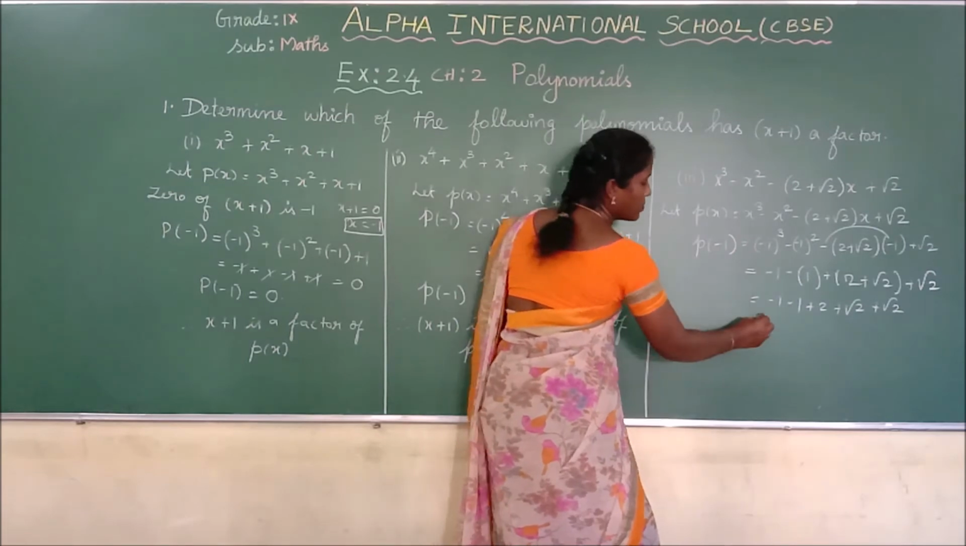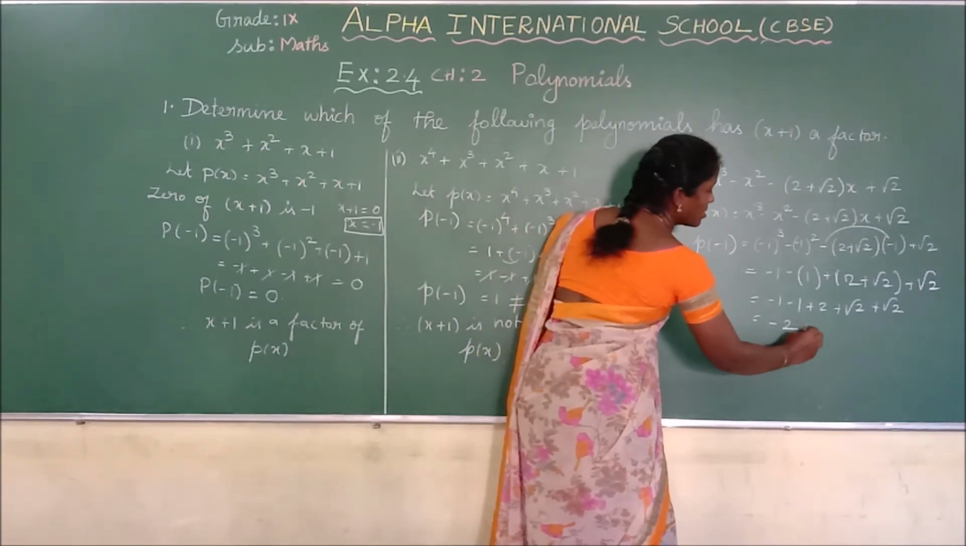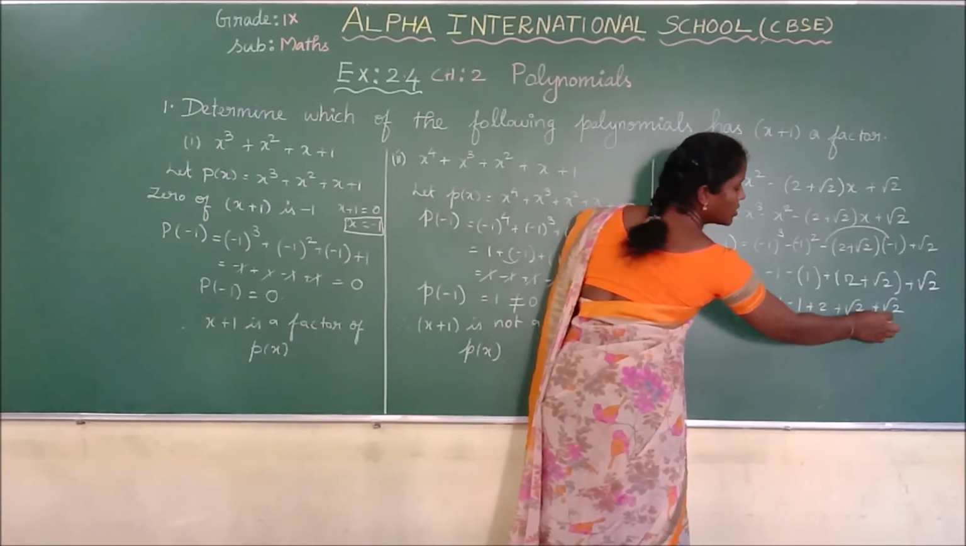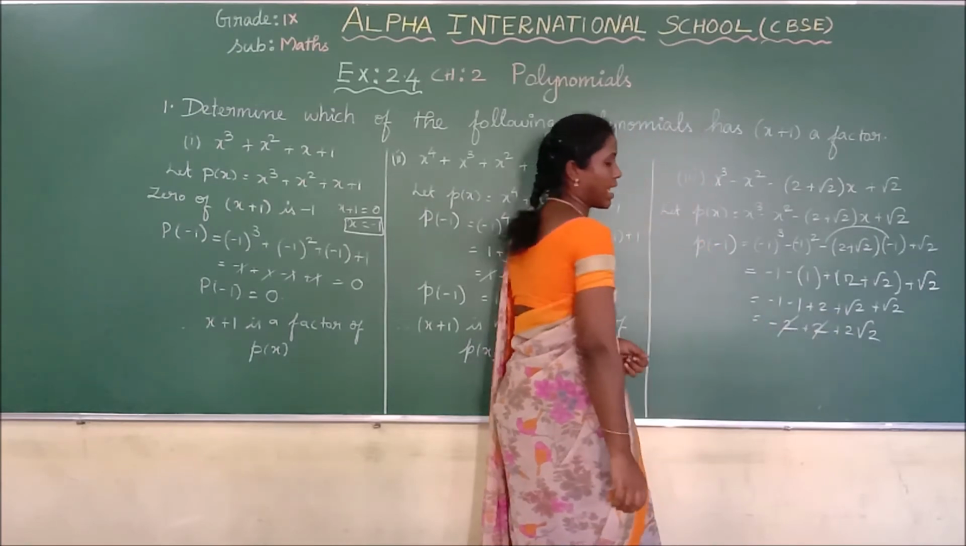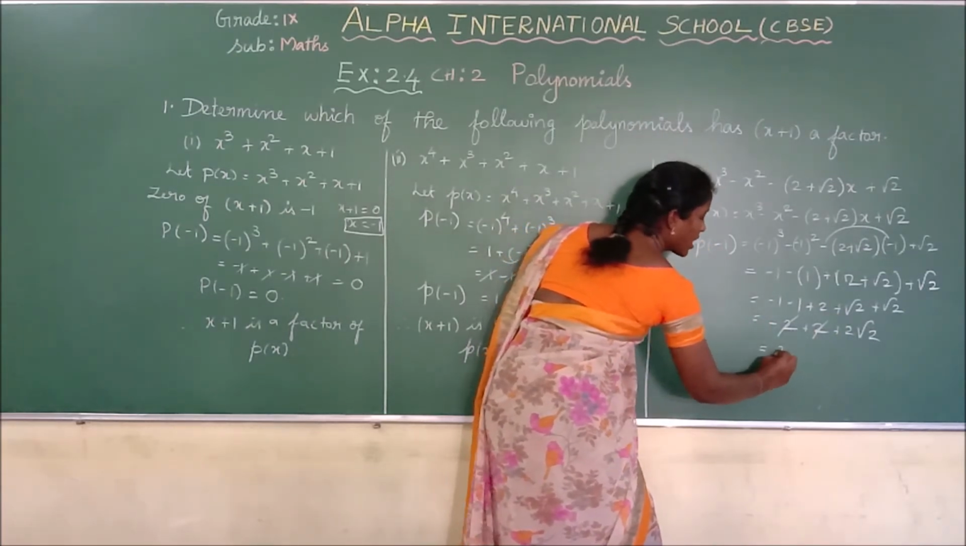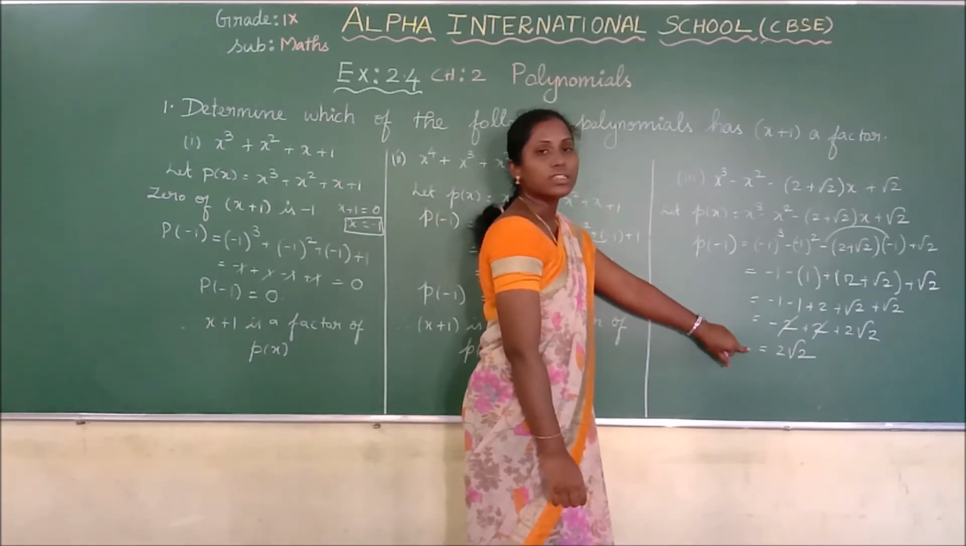So see here, minus 1 minus 1 is minus 2. Here it is plus 2. Root 2 plus root 2 is 2 root 2. Minus 2 plus 2 will get cancelled. So what is the remaining answer we are getting? 2 root 2. Now the result is 2 root 2.